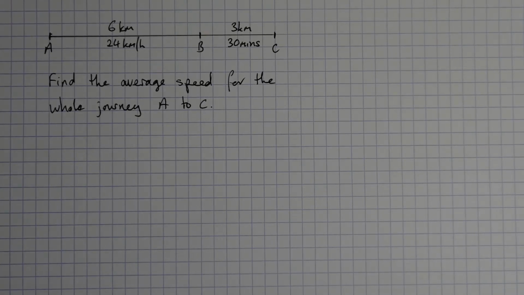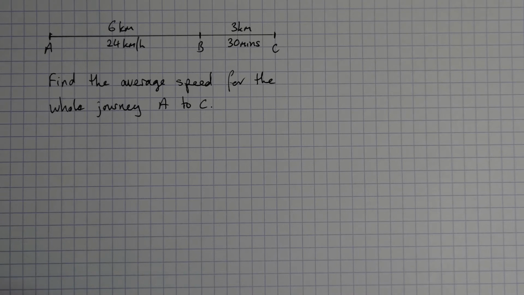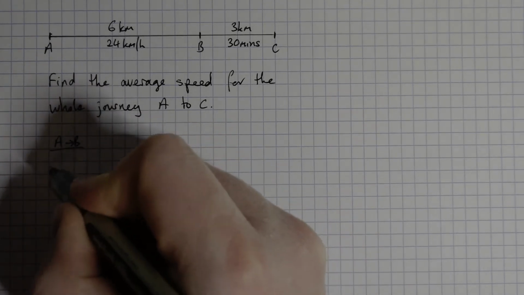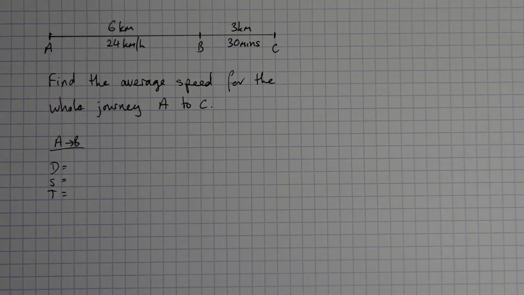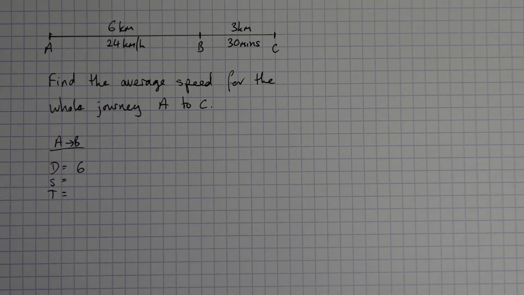So with all two-part journey questions, you should lay them out in the following way. We've got the parts and the whole. So the first part is A to B, and there's a distance, a speed, and a time associated with that part. We're given the distance, 6 kilometres. We're given the speed, 24 kilometres per hour. Those units are consistent, so we've got no problem there.